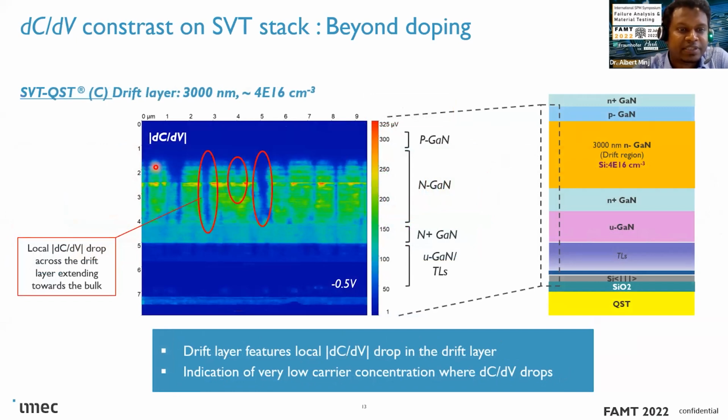And actually, this is where we started to realize that we are dealing with threading dislocations, as until now, there was no report suggesting that DCDV maps can show threading dislocations in the cross section. So you can already see they're extending quite well from the junction down towards the N plus region. And actually, in some cases, you can also see them in the N plus region.